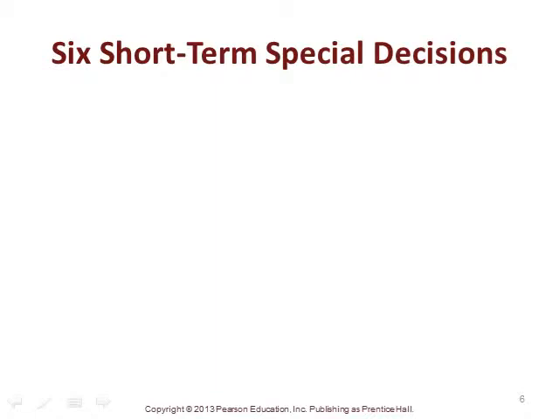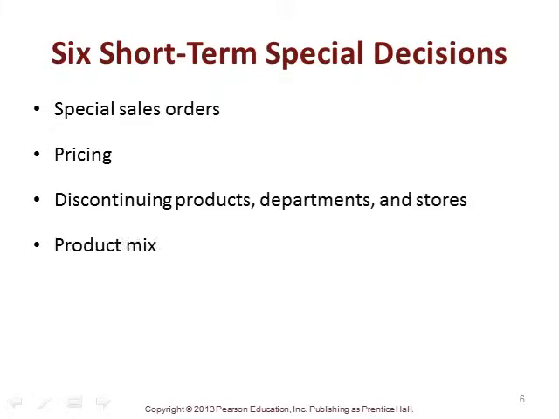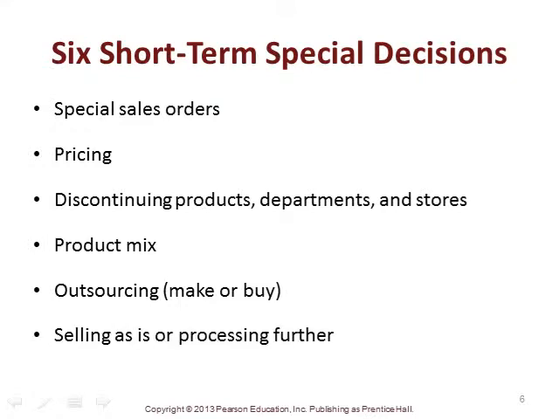So in this section we're going to talk about six short-term special decisions. That's special sales orders, pricing, discontinuing products, departments, or stores, product mix decisions, outsourcing decisions, and then this idea of selling a product as it is or processing it further and then selling it.